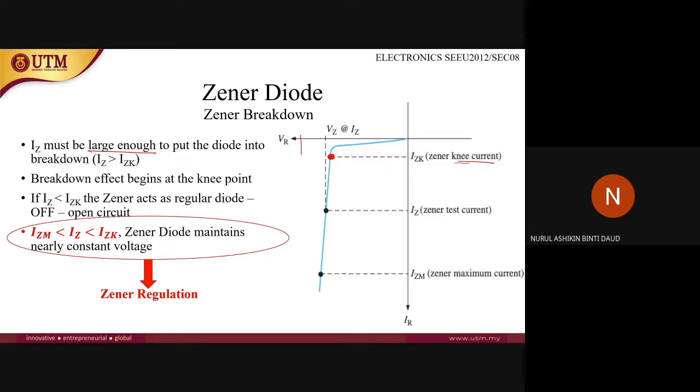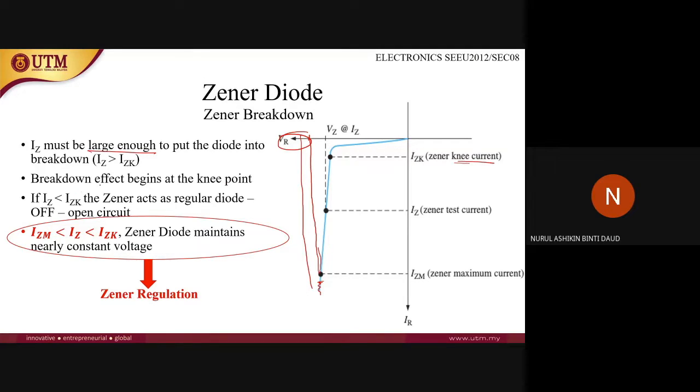Even though the Zener diode works at the breakdown region, it has limitations. It cannot be too high. At a certain point, the Zener diode can be broken. So the current cannot be more than the Zener maximum current. You should control it to be not more than this value. More than this value, the Zener will break.